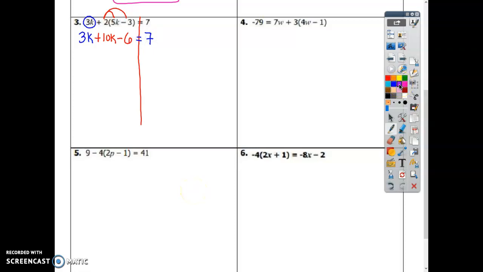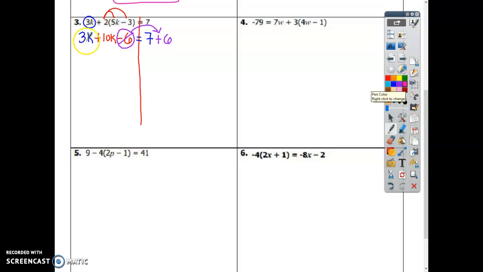Step number 2, the variables need to be on one side and the constants need to be on the other side. So which one do you want me to move? What can I move? I have the k here and here, so leave them there. Move this one away. So it becomes plus 6.